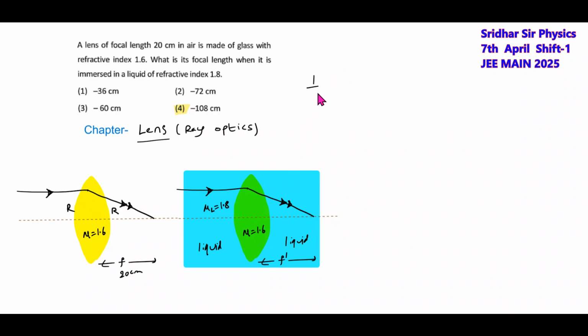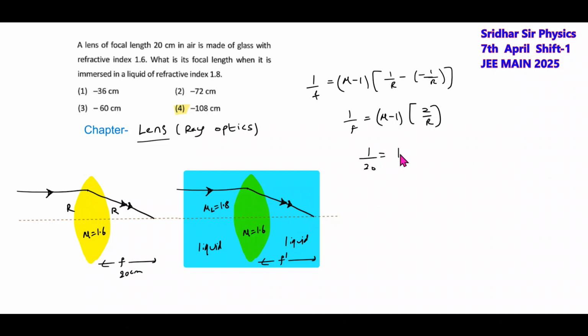Then 1 by f equal to (mu minus 1) into (1 by R1 minus 1 by R2). So 1 by f will be 1 by 20, mu will be 1.6 minus 1, into 2 by r. So 1 by 20 equals 0.6 into 2 by r. Let it be this data.